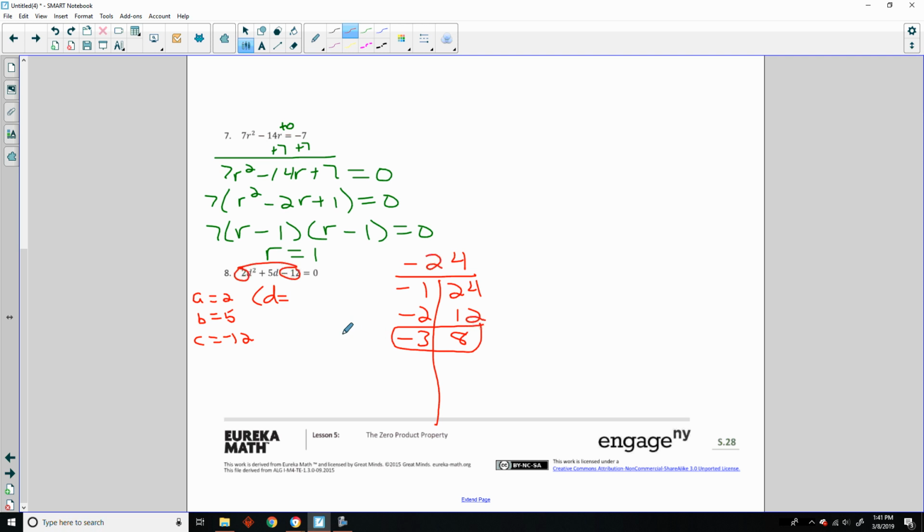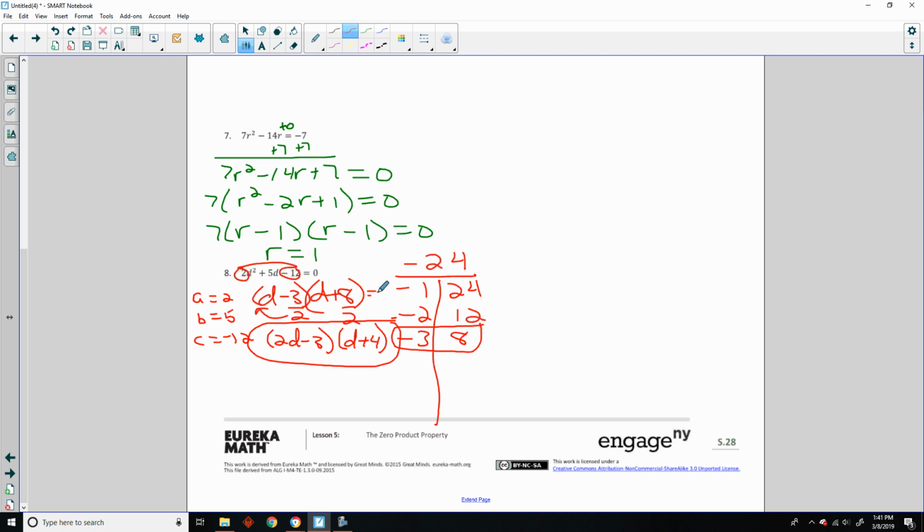Whoops, not equals. d minus 3, d plus 8. But don't forget this 2. Divide by 2, divide by 2. If it doesn't divide by 2, it's your coefficient. If it does divide by 2, simplify. Okay. So I have 2d minus 3 and d plus 4.